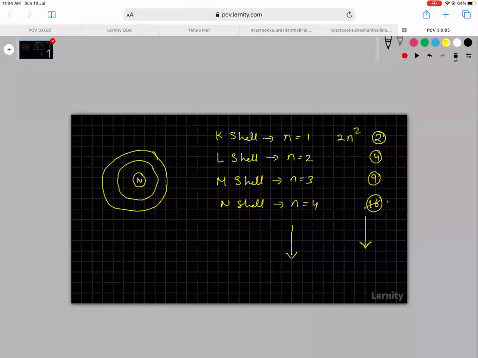It is 2n squared, right? So 2 into n squared, not just n squared, 2 into n squared. So 2, 8, 18, 32, and so on, right? So this is what we had seen in the last class.